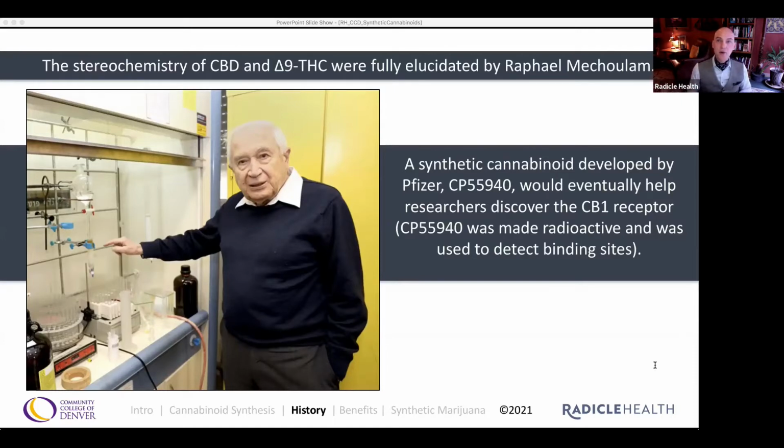Now, the Pfizer program was eventually terminated, but before they terminated, they created a whole bunch of compounds. And one of them was called CP55940. This was a really important synthetic cannabinoid because it would eventually help researchers discover the CB1 receptor. So Allyn Howlett and her colleague William Devane, I think in 1988, discovered the CB1 receptor by making CP55940 radioactive. Then they traced it in the body, and they used it to detect binding sites, and they discovered the CB1 receptor, which was instrumental in the discovery of the endocannabinoid system.